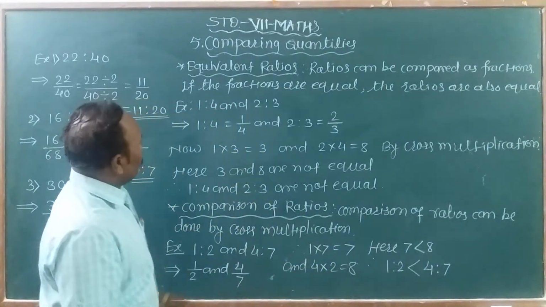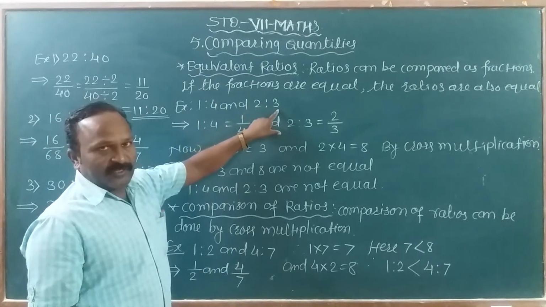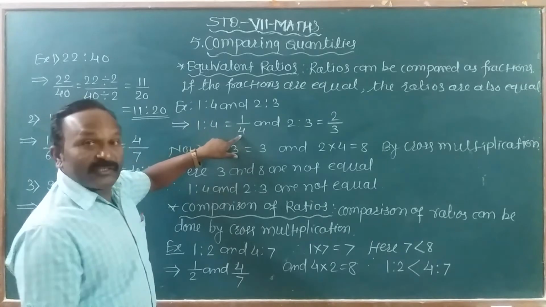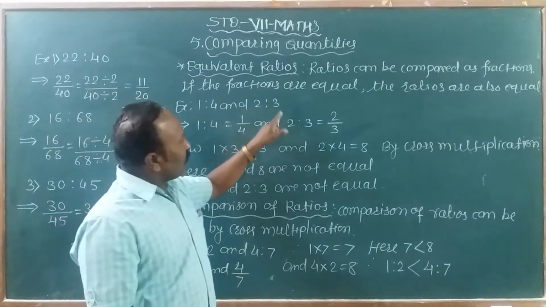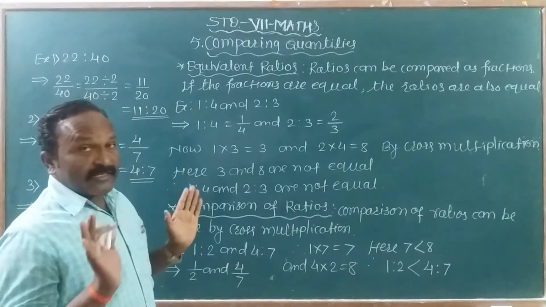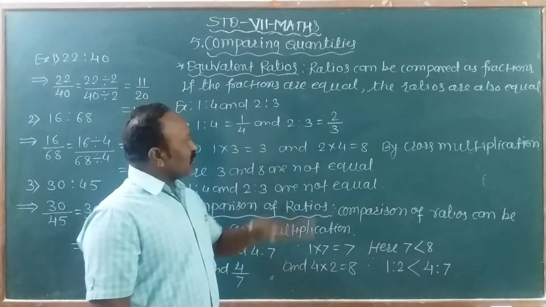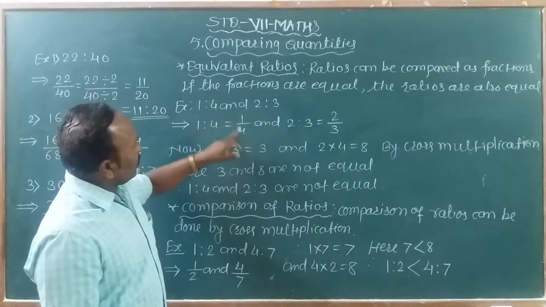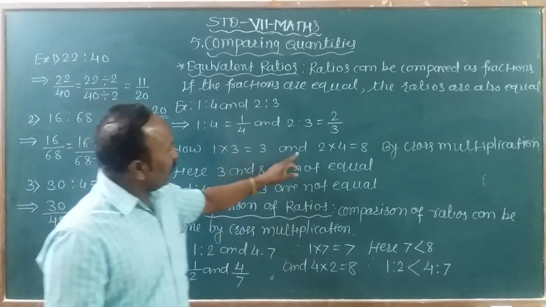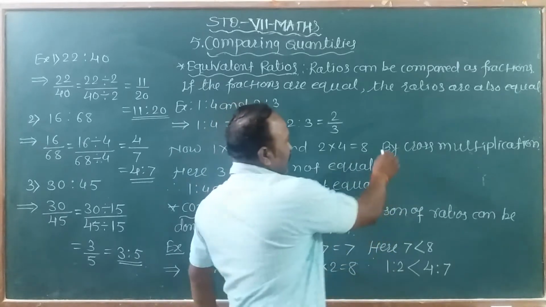Now see here how to do. Here 1 is to 4 and 2 is to 3. Now this 1 is to 4 can be written as 1 upon 4 in the fraction form, and 2 is to 3 can be written as 2 upon 3. Now you know that when we are getting fractions, by taking the cross multiplication we can compare them. Take cross multiplication. 1 multiply 3 is equal to 3, and 2 multiply 4 is equal to 8 by the cross multiplication.